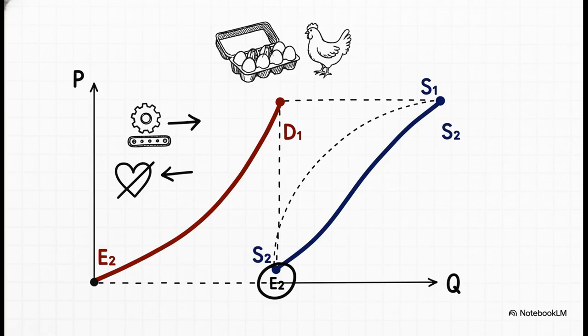But at the same time, people started getting more health conscious and worried about cholesterol, so the demand curve shifted to the left. You get a massive increase in supply and a decrease in demand. What's the result? A huge drop in price.